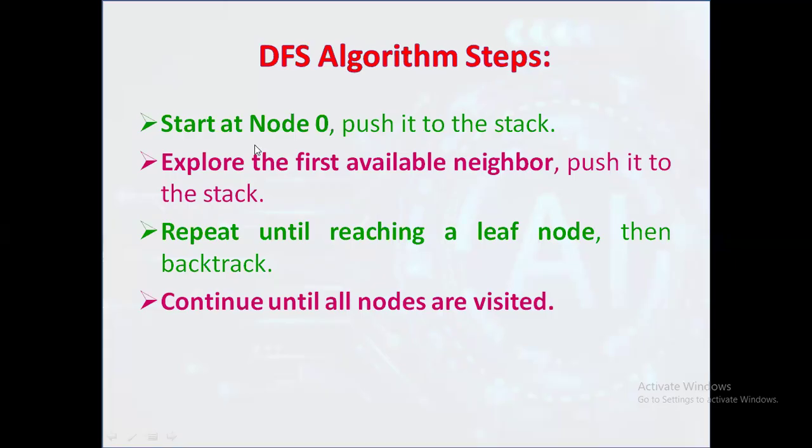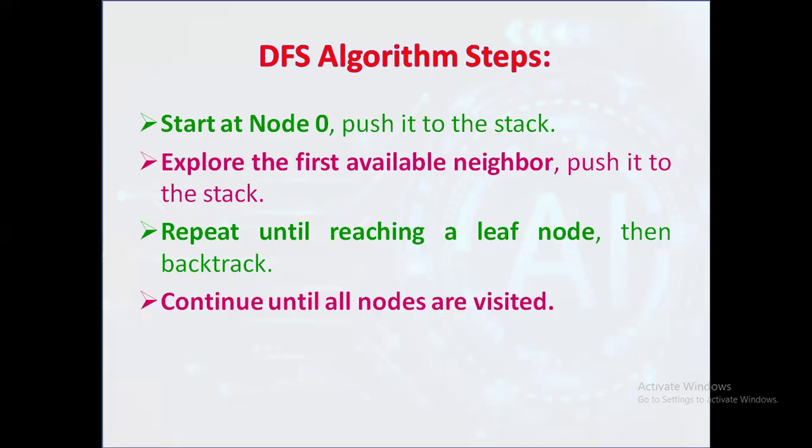Starting from a root node, DFS explores each child node recursively or by using a stack. It continues visiting nodes along a single path until no further nodes are available. Then it backtracks to the most recent node with unexplored neighbors to continue the search. This process repeats until all nodes are visited or the target node is found.